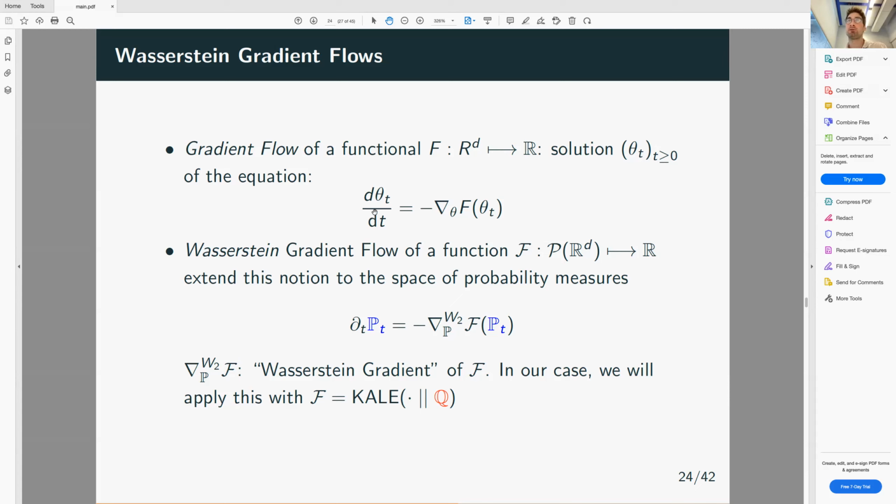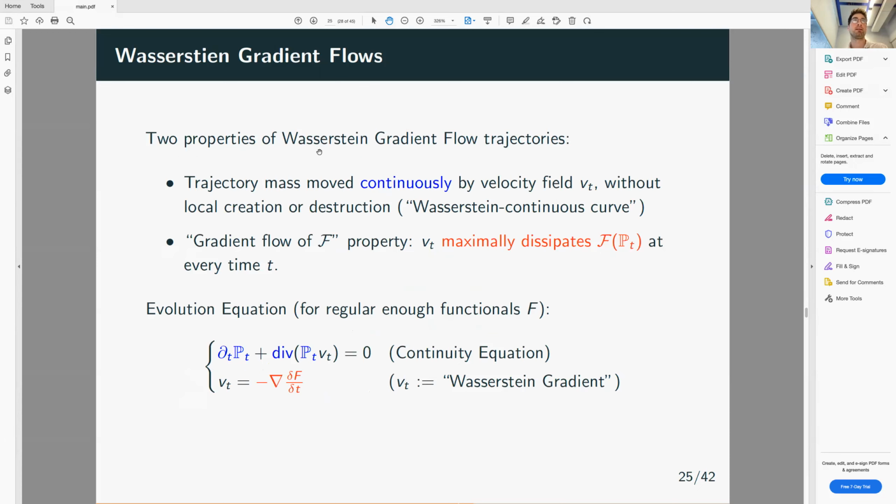So similarly to this first equation, as I'm going to show you, you can define these partial differential equations where the operator on the right is what we call the Wasserstein gradient of a functional f defined on the space of probability measures. And typically in our case, since we look at the Wasserstein gradient flow of KALE, we will take f to be KALE between any distribution p and a target probability measure q. Let me explain it in this slide actually.